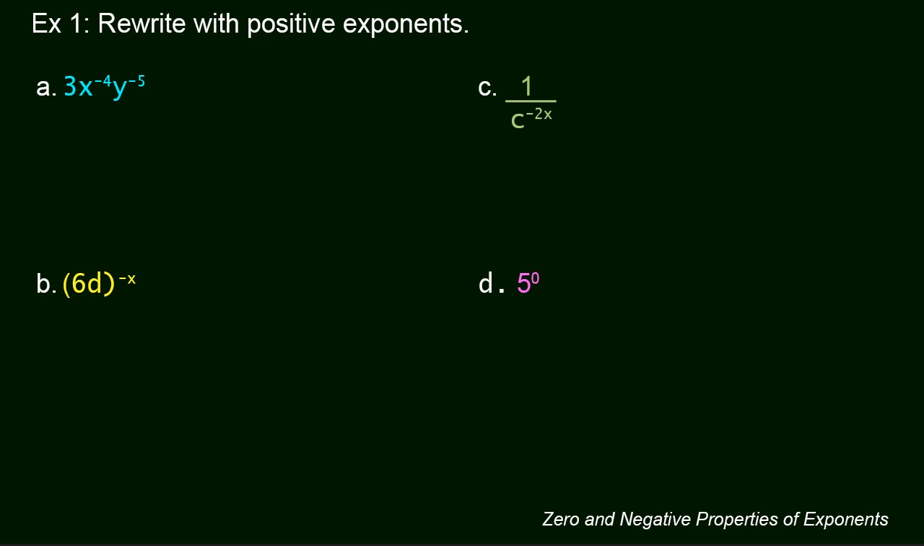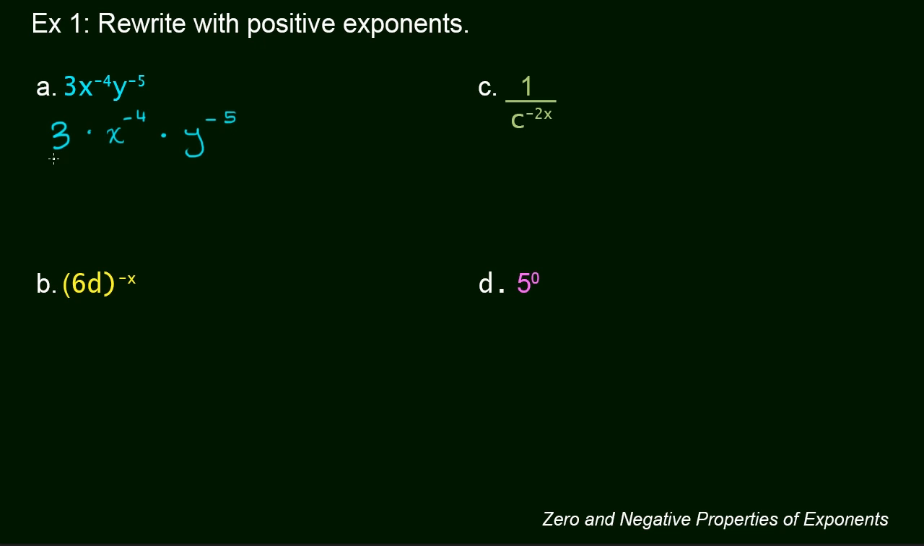And now let's look at some examples. In this example, we are asked to rewrite with positive exponents. I'm going to start with the first one. We are given 3 times x to the negative 4th power times y to the negative 5th power. I'm going to start by separating out all of the terms so that I can see what is going on with each variable. So I have 3 times x to the negative 4th times y to the negative 5th.